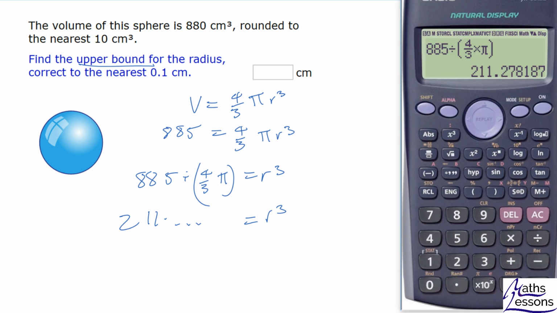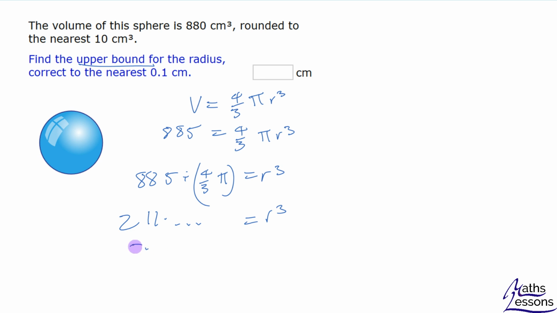Now what we're going to do is cube root that answer to get r. So cube root the answer, and you get 5.95595 and so on. Again, remember in GCSE you'd have to put that whole number, but here we're going to put the answer to the nearest one decimal place. We've got to round up because that's a 5, so that will round up to 6.0 if you're rounding to the nearest 0.1 centimetre.